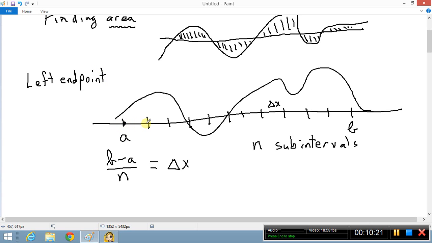So here's the first subinterval. I'll take the left endpoint and plug it into the function. This is the function I never named, called f. So I plug it in and I get a y value, which is up here. Okay, so I'm going to take that y value, which is of course f of a in this case.